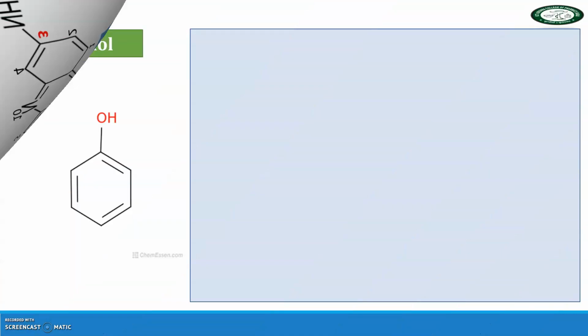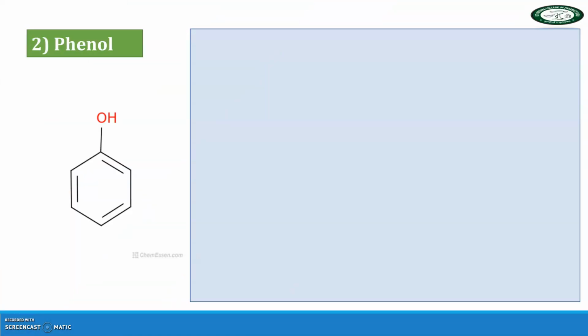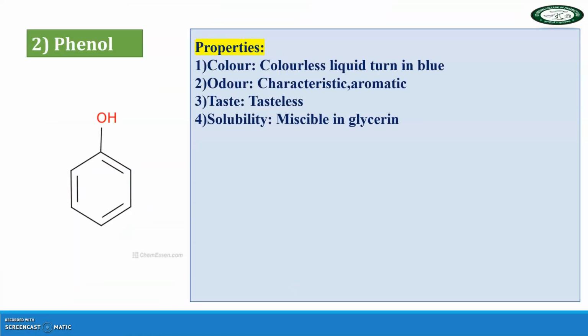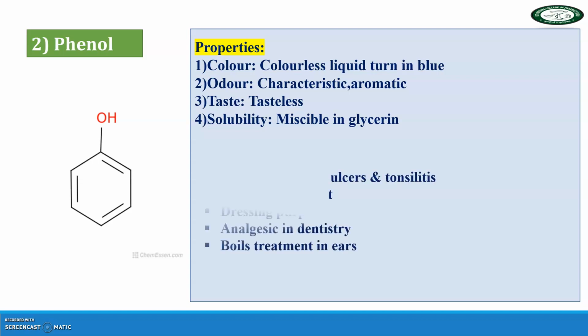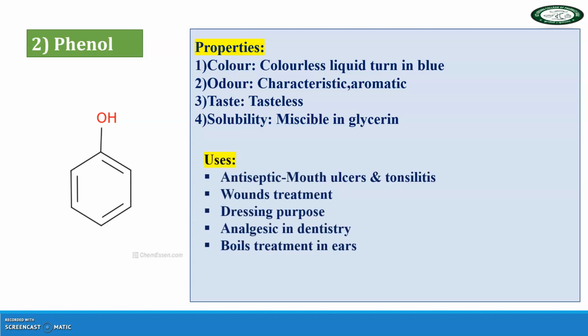Okay. The second drug is phenol. Properties of phenol: color is a colorless liquid which turns blue, odor is characteristic and aromatic, taste is tasteless, and solubility: it is miscible in glycerin. Remember, whenever you write the properties, divide them into four factors. First is the color, second is odor, number three is taste, and number four is solubility.